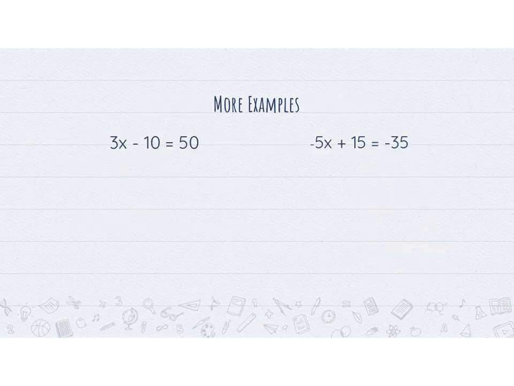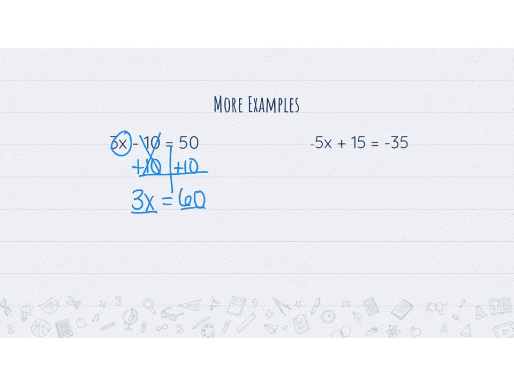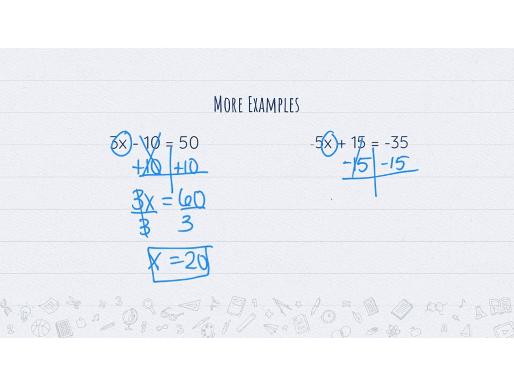Try some more examples. So circle the variable, draw a line down. We would add 10. Those go away. We have 3x is equal to 50 plus 10 is 60. And then divide both sides by 3, and x is equal to 20. The next one, same type, but we just have a negative this time. Subtract 15. Negative 5x is equal to negative 50. And divide both sides by negative 5. Those cancel out. X is equal to positive 10.